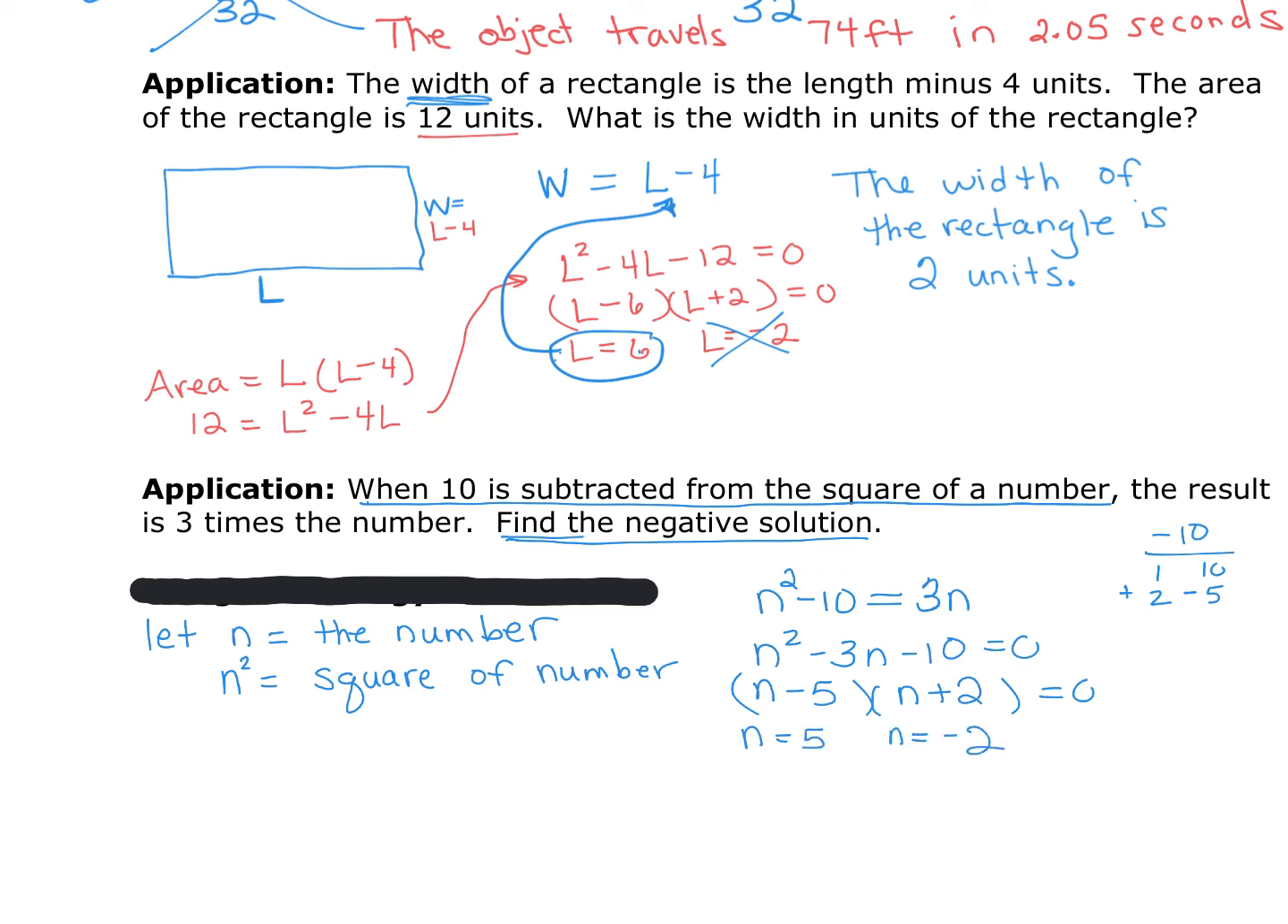And if I look at what it says, find the negative solution. We're going to say the negative solution is x equals, oh, not x because we didn't use x, right? n equals negative 2. Okay, that concludes this video on applications that can be solved using quadratics.